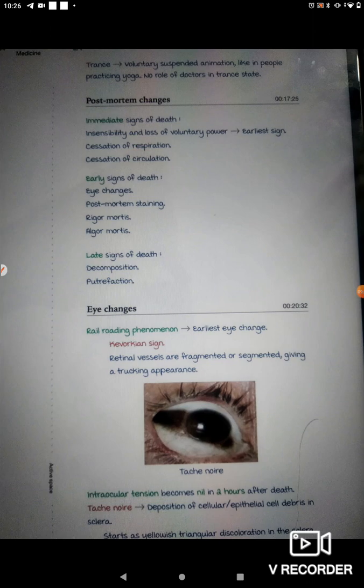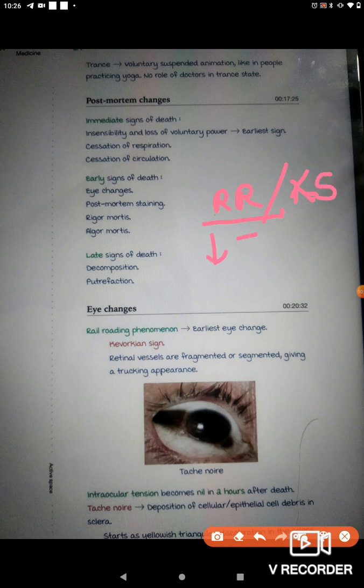So what are the eye changes? First is the railroading sign or Kevorkian sign, in which the retinal blood vessels become fragmented and segmented. Next is the decrease in intraocular tension. Intraocular tension decreases and becomes nil 2 hours after death.